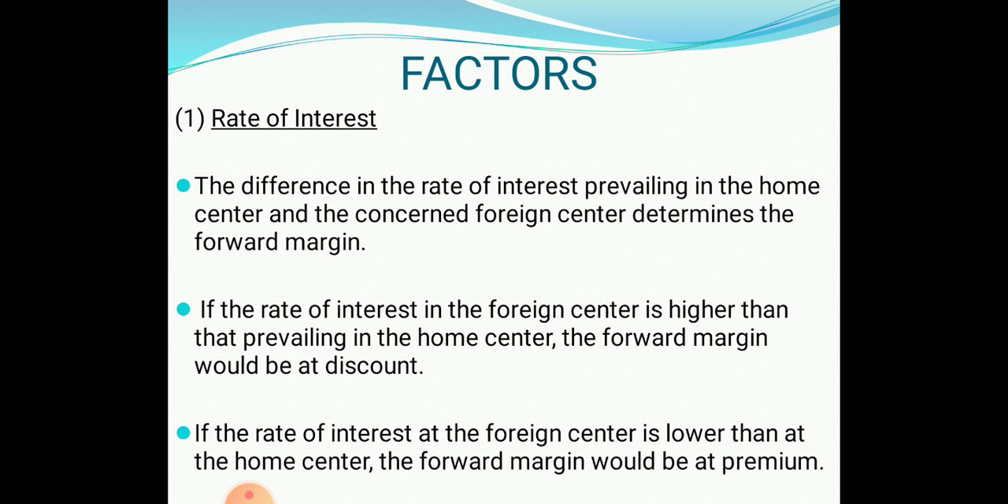If the rate of interest in the foreign center is higher than that prevailing in the home center, the forward margin would be at a discount. If the rate of interest at the foreign center is lower than that of the home center, the forward margin would be at premium. That's all about the rate of interest.